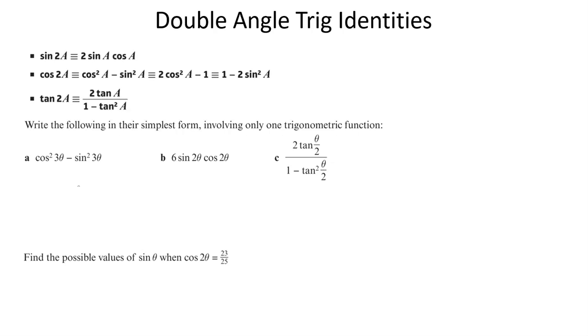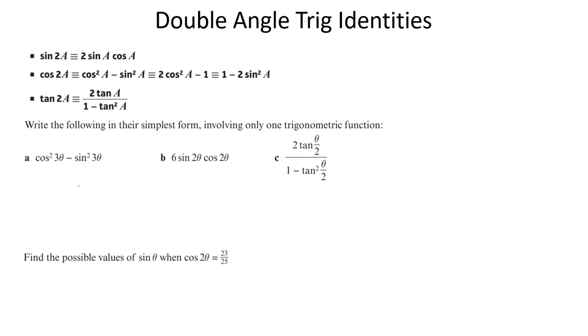Write the following in their simplest form involving only one trigonometric function. Right, okay. Oh, well, this is diving straight into something very tricky here, because I've got cos squared of 3 theta minus sine squared of 3 theta. So this doesn't seem to be a double angle. There's a triple angle here.